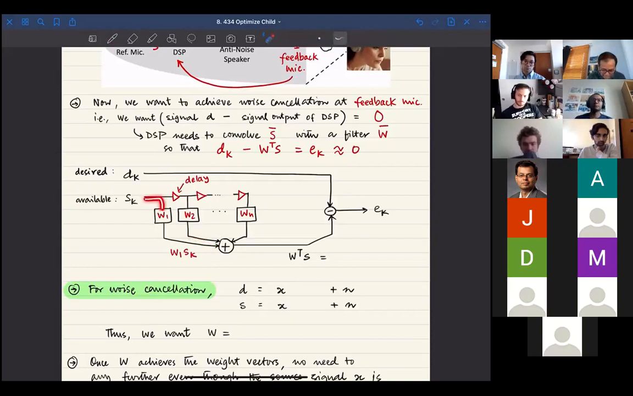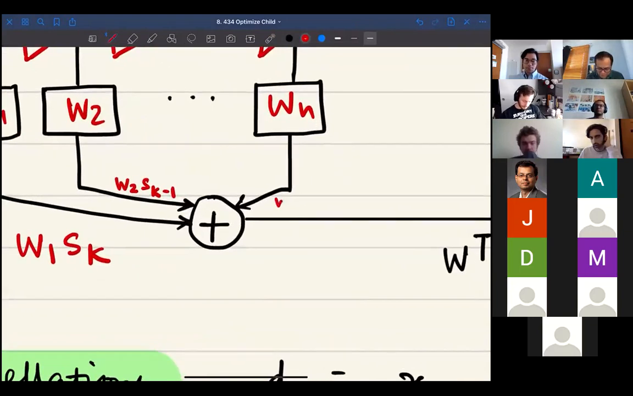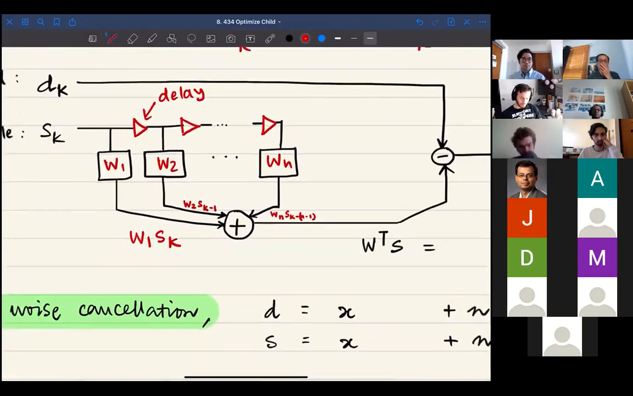What is coming out through this wire? When the signal Sk is over here, what signal is over here? The previous signal, right? Because you're delaying it. You see that? So what is coming out through this wire? Is it W2 Sk minus 1? Very good. W2 Sk minus 1. This is Wn Sk minus n minus 1. Does that make sense?